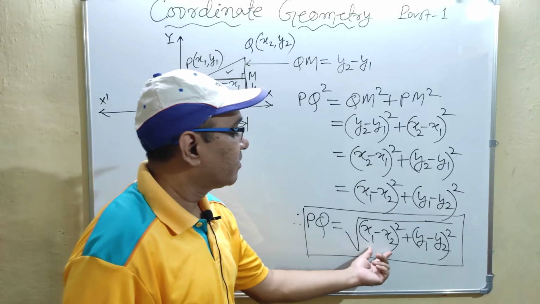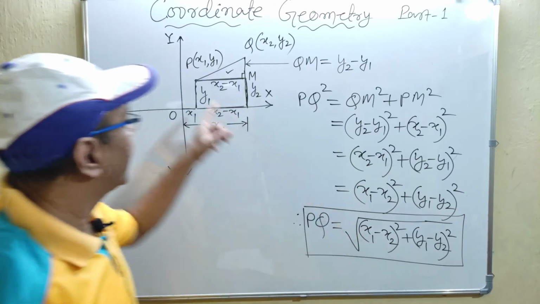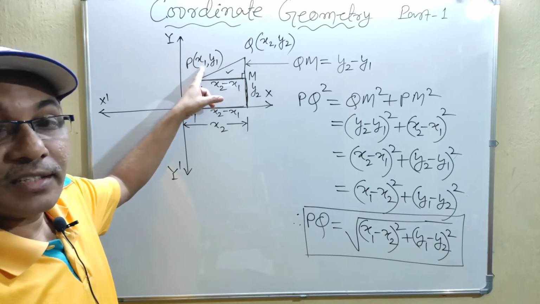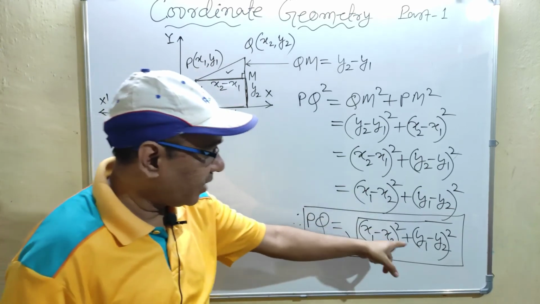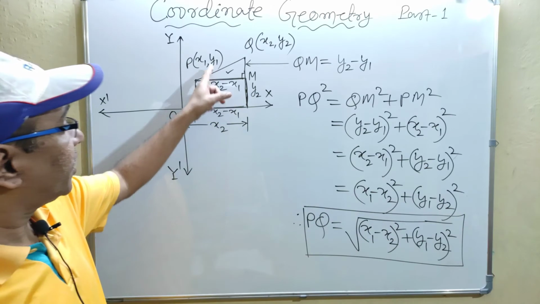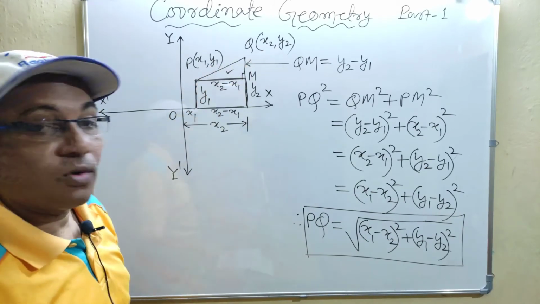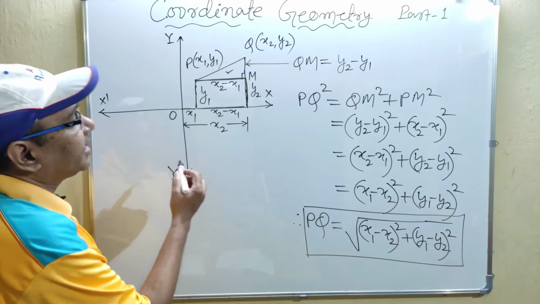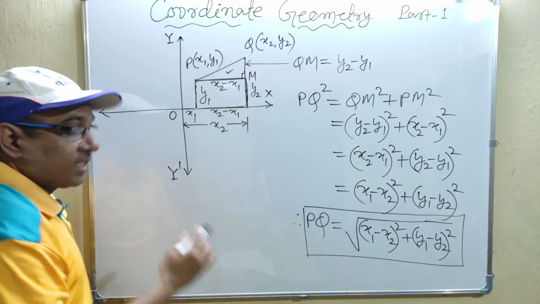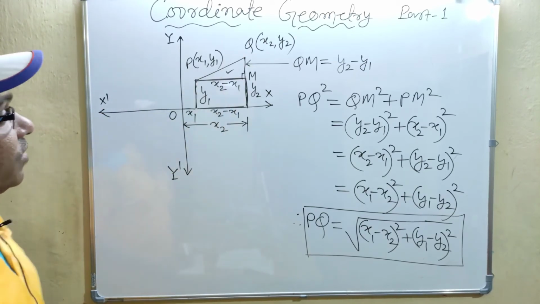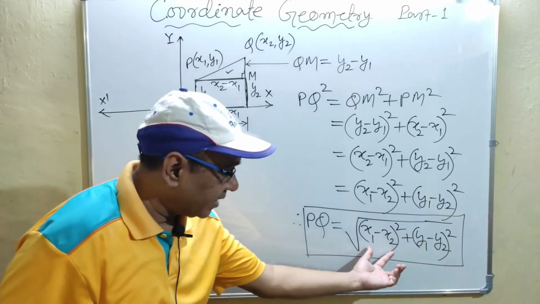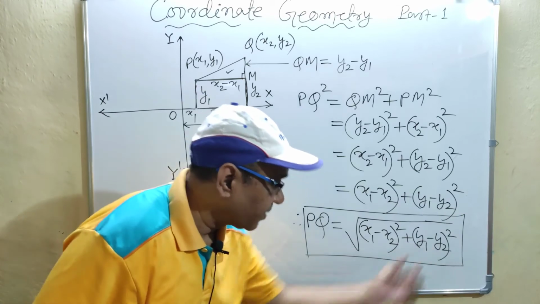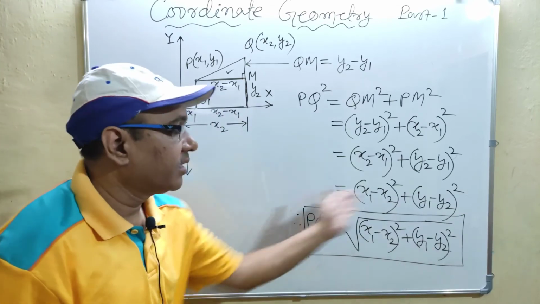What is it? x1 minus x2 means the difference of their x coordinates, squared, plus y1 minus y2 means the difference of their y coordinates, squared. So simply, in order to find the distance between (x1, y1) and (x2, y2), we simply take the difference of their x coordinates squared plus the difference of their y coordinates squared, and its root.